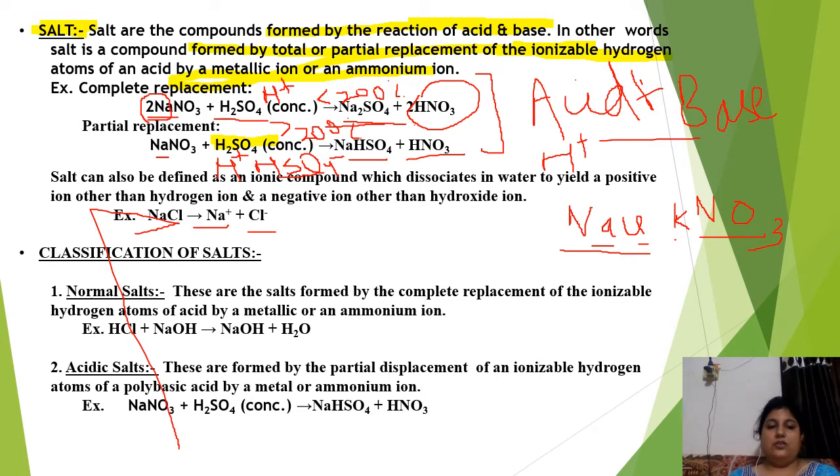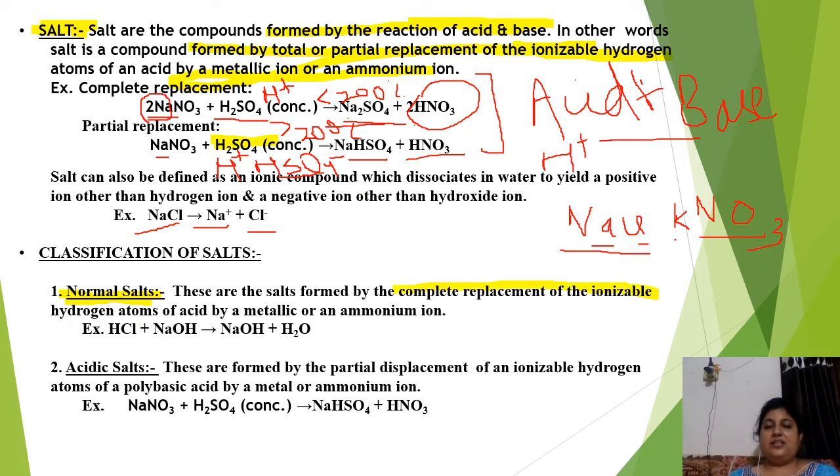Now, the classification of salts. Basically, salts are classified in many categories, but in the syllabus there are only 3 types of salts. The very first salt is normal salt. Normal salts are the salts which are formed by complete replacement.